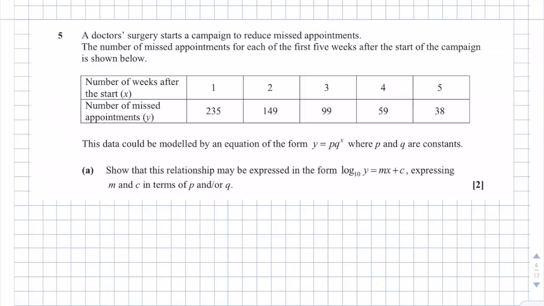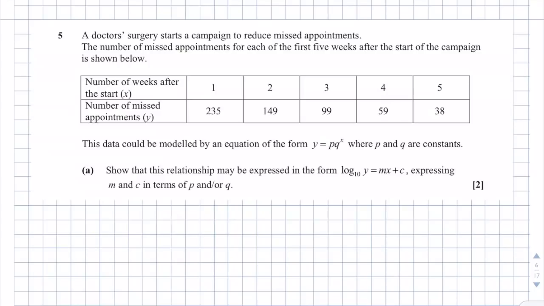Question 5. A doctor's surgery starts a campaign to reduce missed appointments. The number of missed appointments for each of the first 5 weeks after the start of the campaign is shown below. We've got the number of weeks after the start, which is represented with the variable x, and the number of missed appointments, which is the variable y. This data could be modelled by an equation of the form y equals pq to the power of x, where p and q are constants. Show that this relationship may be expressed in the form log base 10 of y equals mx plus c, expressing m and c in terms of p and or q.